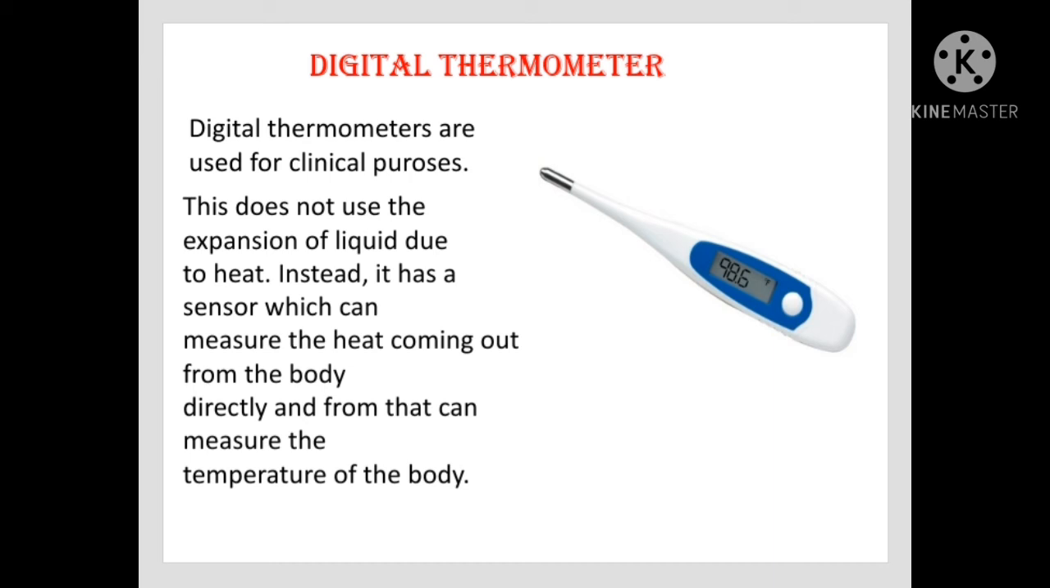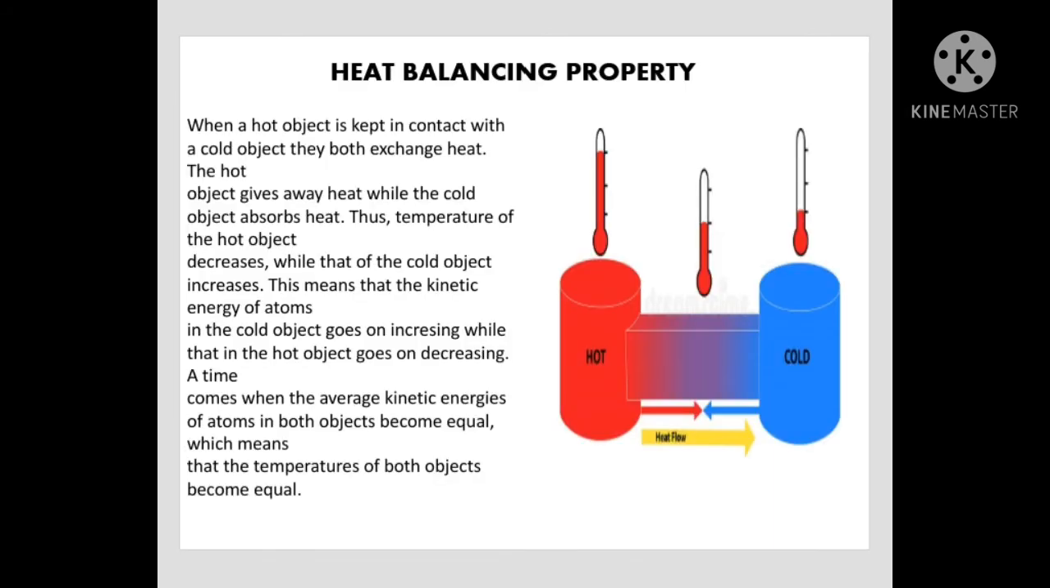So students, this was all about the thermometers. We studied three major types of thermometers. First one, clinical thermometer, second, laboratory thermometer, and third one, digital thermometer. So students, now we will move further to a new concept, that is the heat balancing property.